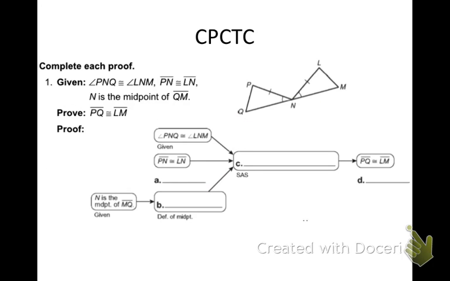So let's look at this first one here. It says complete each proof. It tells me angle PNQ is congruent to angle LMN. What would be my reason for that? That is given. They give that to me. It tells me PN is congruent to LN. Who can tell me what my reasoning is for PN being congruent to LN? Given. That is given to me. So underneath my reasoning, I would say given.